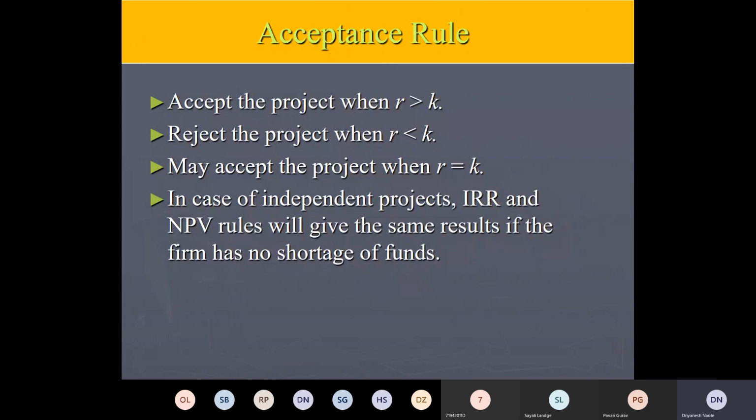In case of independent projects, IRR and NPV rules will give the same results if the firm has no shortage of funds. So basically IRR and NPV are almost similar. They may come to a similar preference list of the projects, provided they are independent projects and the management does not have any shortage of funds. So the acceptance rule is also similar.